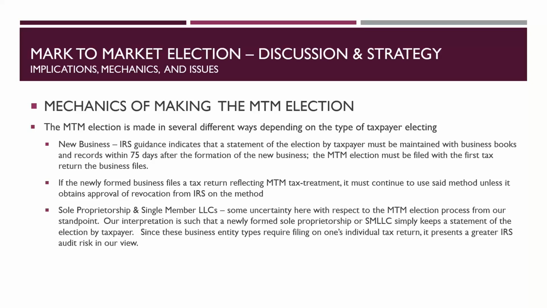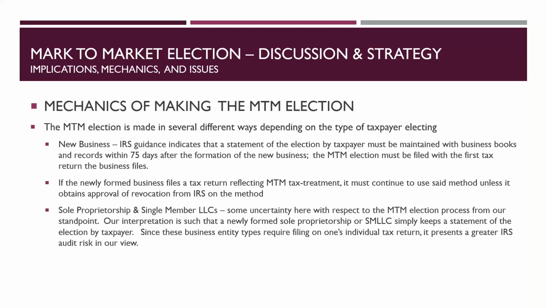So this is effectively what I was saying earlier. We make the election internally. When we file the tax return, we should attach the mark-to-market election. But nonetheless, if we're reporting the activity as if a mark-to-market election is in place internally, that's going to be enough for the IRS to grant mark-to-market status. Okay, and then just like I said earlier, if the newly formed business files a return reflecting mark-to-market tax treatment, it's got to continue to use it.